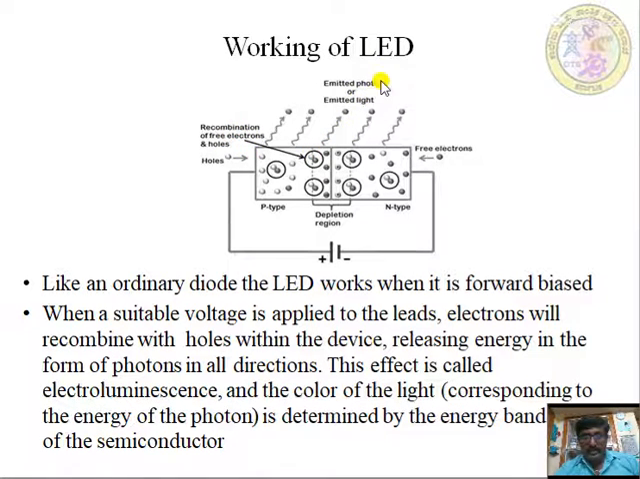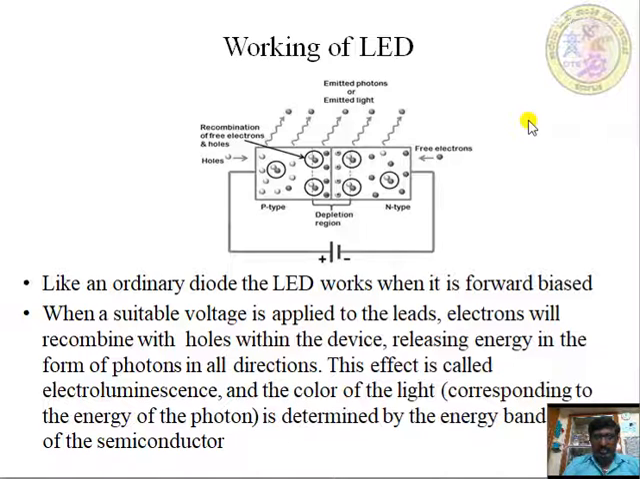So here the emission of photons, or the emitting of light, takes place. Like an ordinary diode, the LED works when it is forward biased. When a suitable voltage is applied to the LED, electrons recombine with holes within the device, releasing energy in the form of photons in all directions.